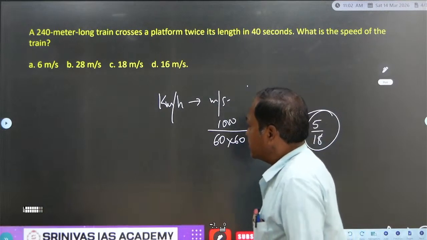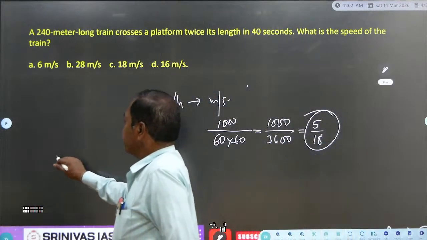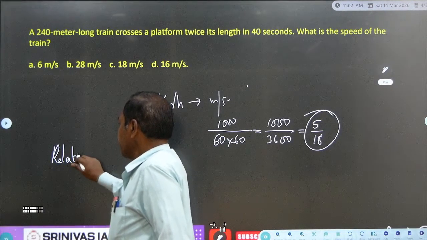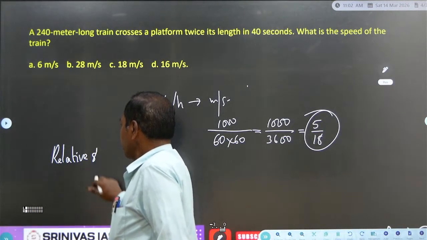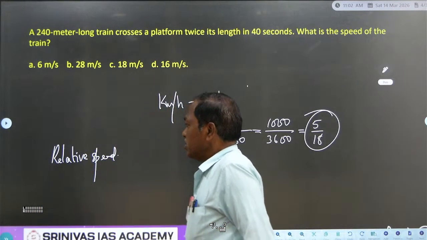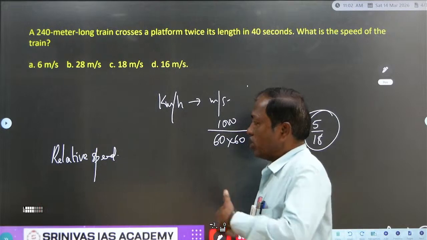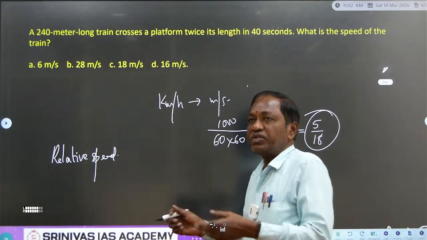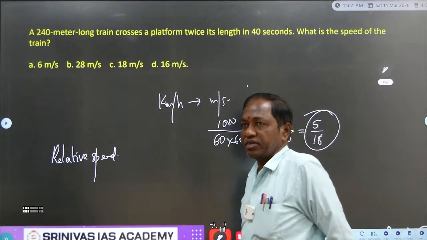Next, relative speed. What is relative speed? If two persons are walking in the same direction, the difference of speed should be taken.